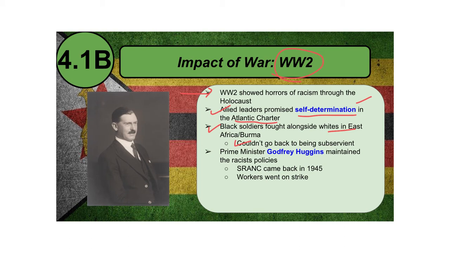Unfortunately, this gentleman right here, Godfrey Huggins, was elected prime minister by the white minority in Rhodesia at the time, and he continued the racist policies that were in place before World War II. As a result of that, the Southern Rhodesia African National Congress came back into prominence in 1945. After a little hiatus, they came back into power. And then workers began to go on strike. Black workers really did begin to go on strike as a result of these racist policies. So we're starting to see action happening on that front.